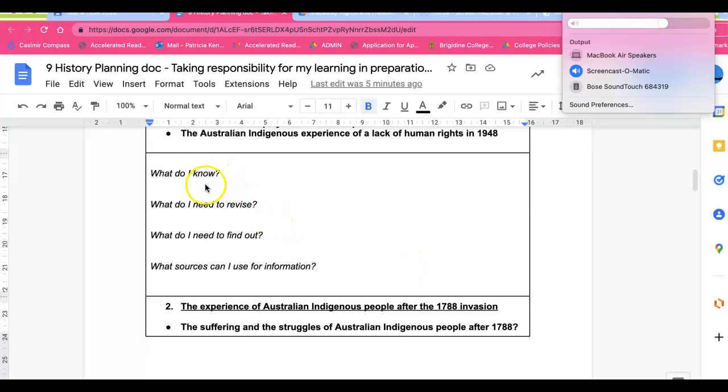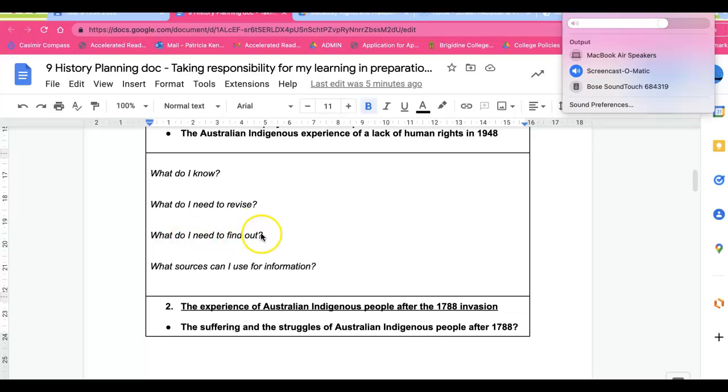Here are the questions. You would have made a copy of this document and you'll be making a note. What do I know? What do I need to revise? What do I need to find out? What sources can I use for information? So it might be, I don't know a lot. Yes, I think I did something. I'll go back and look at my past activity that I did with Miss Issa.